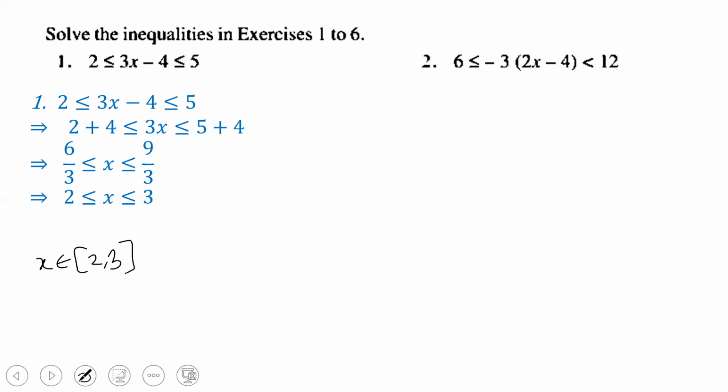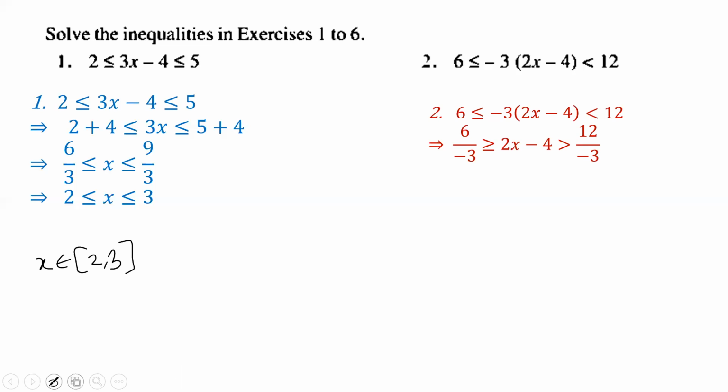Next, question number 2, the same type of problem, you just need to simplify more. That is 6 less than or equal to minus 3 into 2x minus 4 less than 12. First of all, divide this whole inequality by minus 3. When you divide or multiply by a minus number, the sign of the inequality will change. So less than or equal to changes into greater than or equal to, and the less than sign changes into a greater than sign.